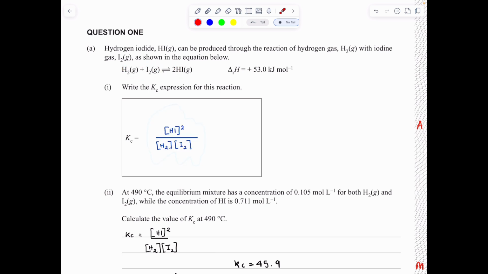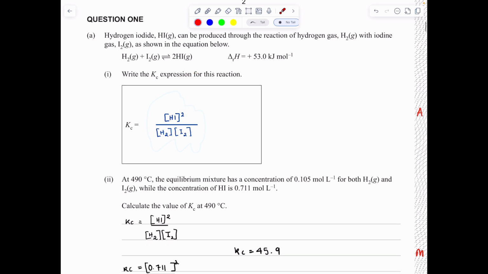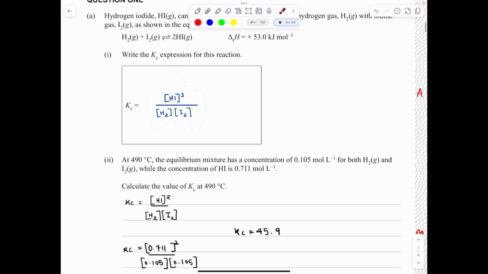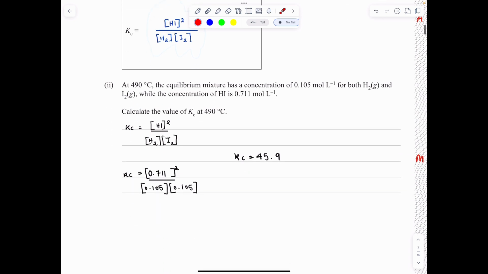So this is how we do it. We've got our products up top and our reactants in square brackets down below. Remember square brackets for concentration? And when you have a big number, that becomes an exponent. Okay? Cool. Next question. That was worth an achieved, by the way.